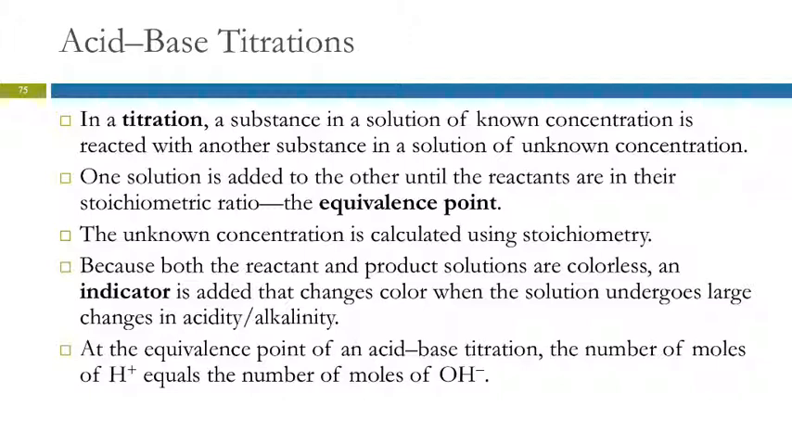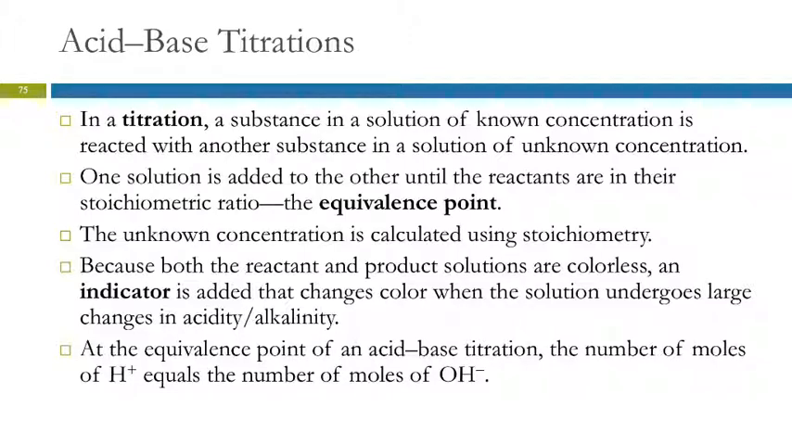So we add one solution to the other until the reactants are in their stoichiometric ratio. It's called the equivalence point. I've added just enough of one solution to the other so that the reaction can be complete. And I measure how much I've added, and I can calculate the unknown concentration using stoichiometry. Now, the big question is, how do you know when you've added enough if you don't know what the concentration of that second thing is?